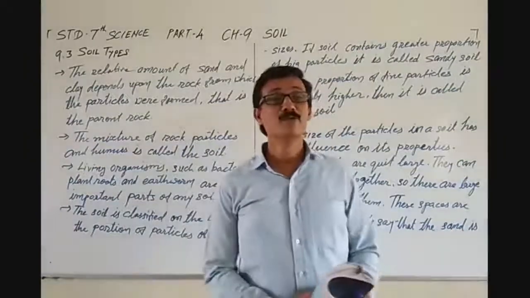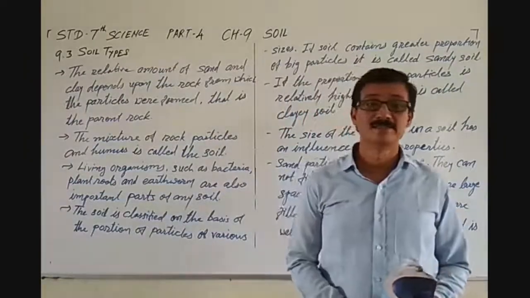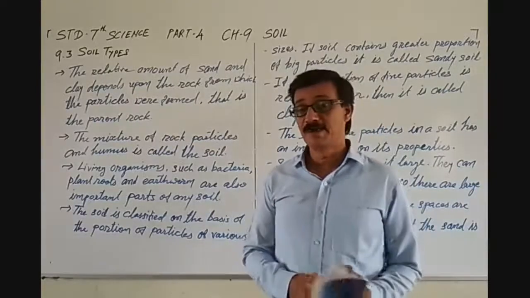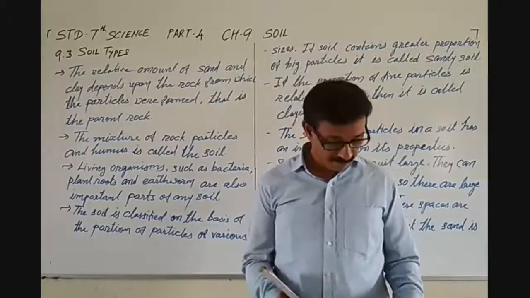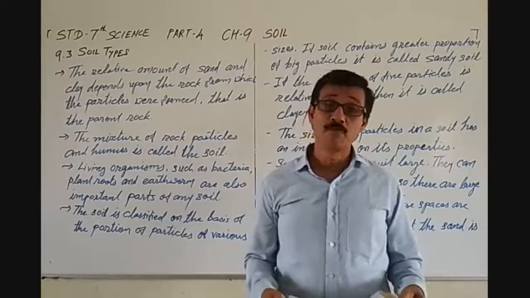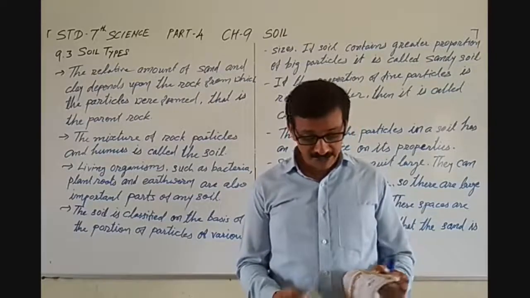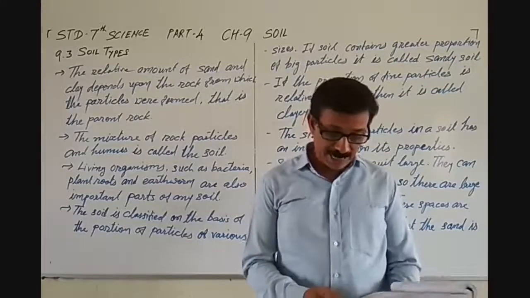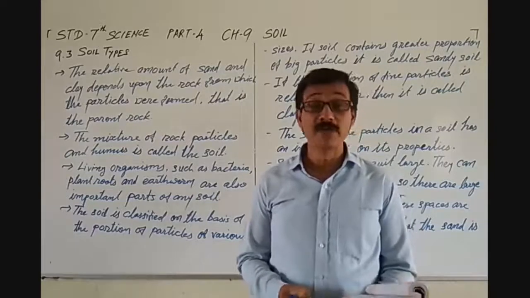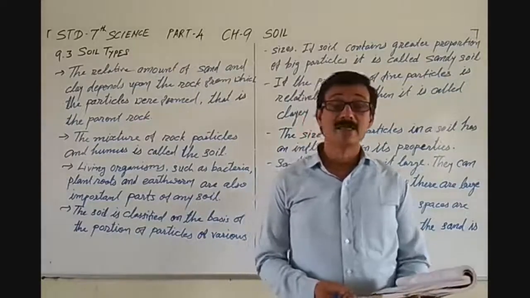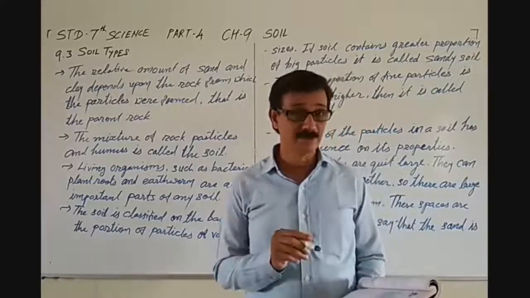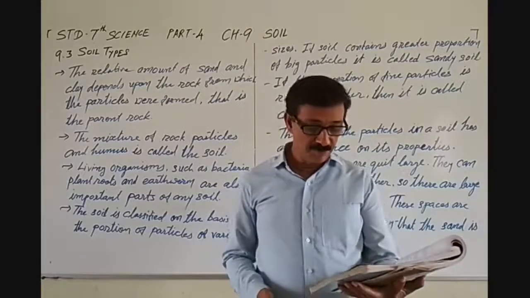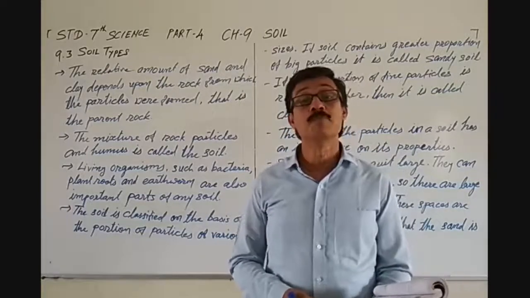Hello students, welcome to the fourth part of chapter 9, Soil of Standard 7 Science. In the last part, that is the third part, we discussed the soil profile, isn't it? We discussed that soil is formed by the breaking down of rocks by the action of wind, water and climate. This process is called weathering. Then we discussed that a vertical section through different layers of the soil is called soil profile.